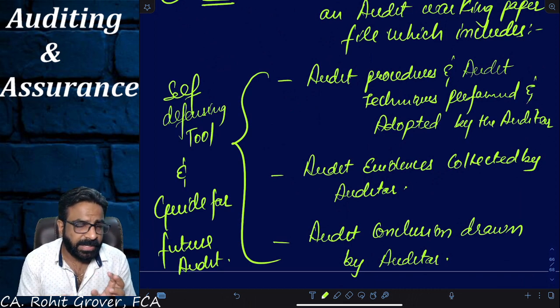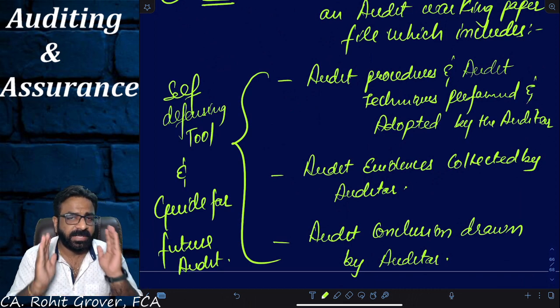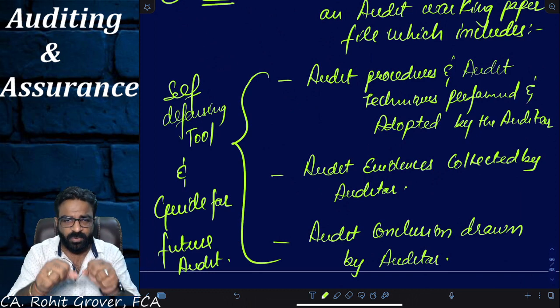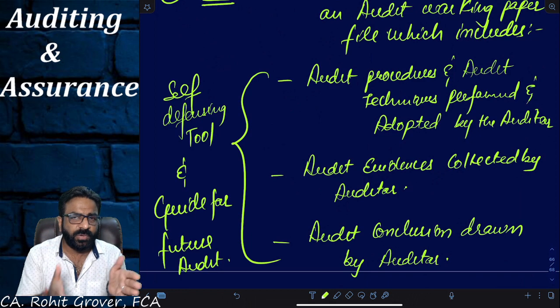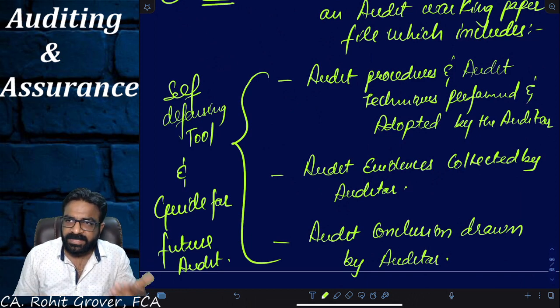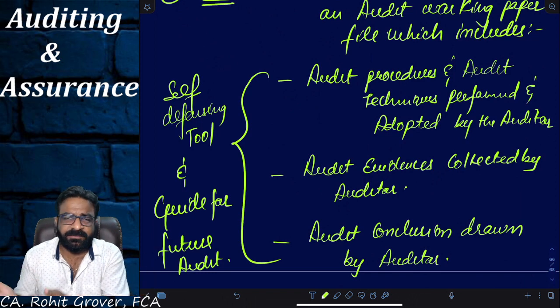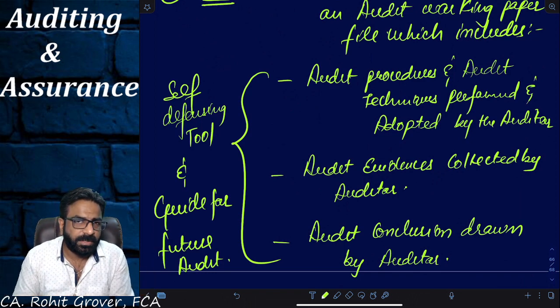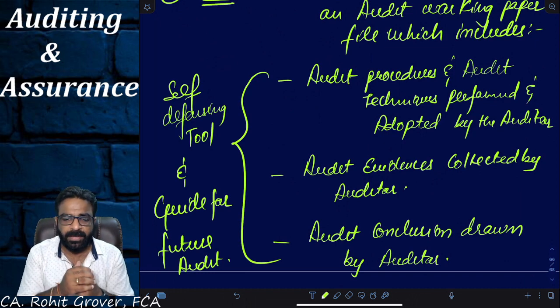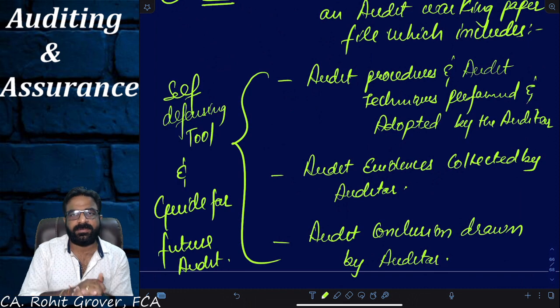Those who are going to the articleship must agree with me that when you go to your articleship, you find so many almirahs in your office. And when you open those almirahs, do you find big bundles of files over there or not? Yes. Those big bundles of files include what? The audit evidences, plannings, conclusions, errors, frauds, whatever you find during the course of an audit. And it helps you next year in planning your audit in a very smooth manner.